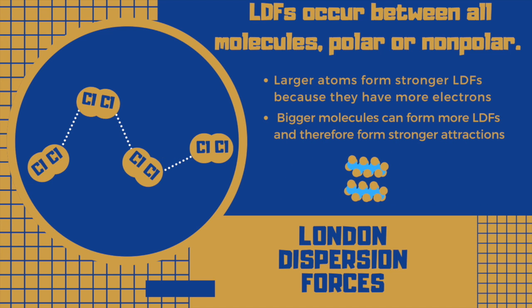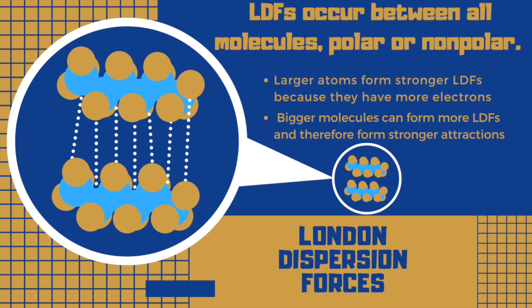The shape of a molecule also affects its polarizability. Molecules with linear shapes have more areas that can come into close contact with surrounding molecules than molecules with a cylindrical shape. This allows them to form more LDFs and therefore have stronger bonds.